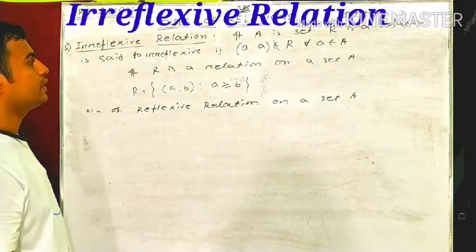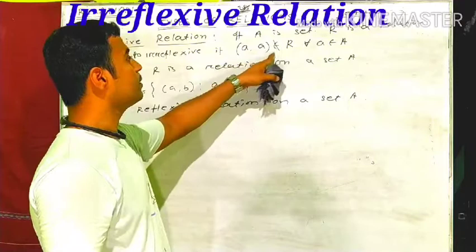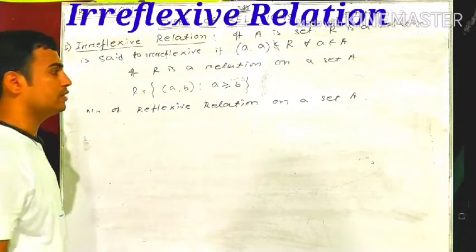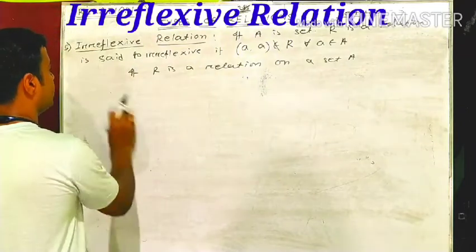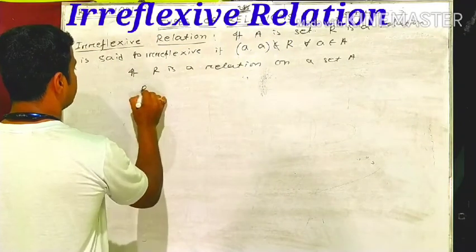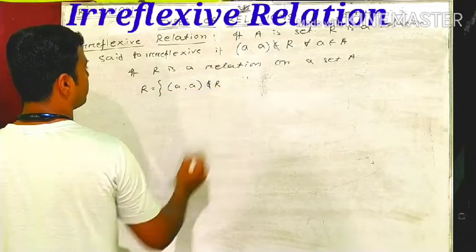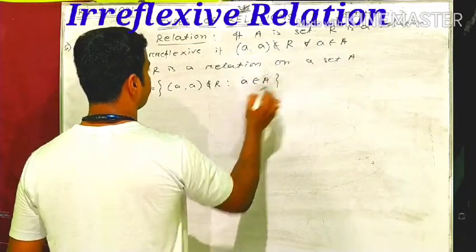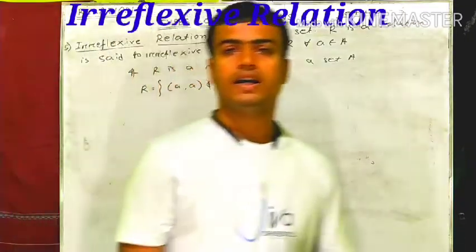Means same element are not related to same element. So here (a, a) does not belong to R. So this relation is called irreflexive relation or anti-reflexive relation. If R is a relation on a set A, then (a, a) does not belong to R for all a belonging to A. This relation is called irreflexive relation or anti-reflexive relation.